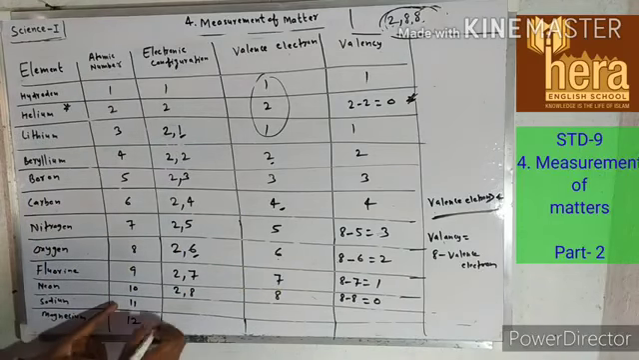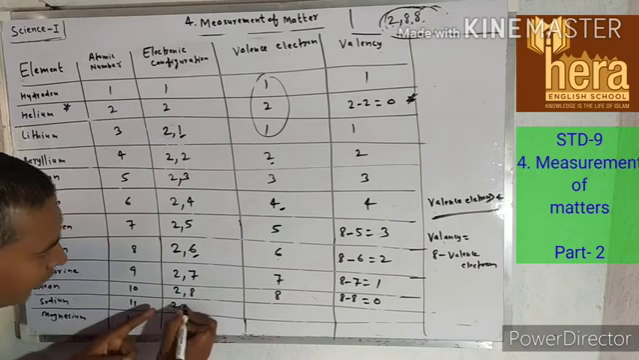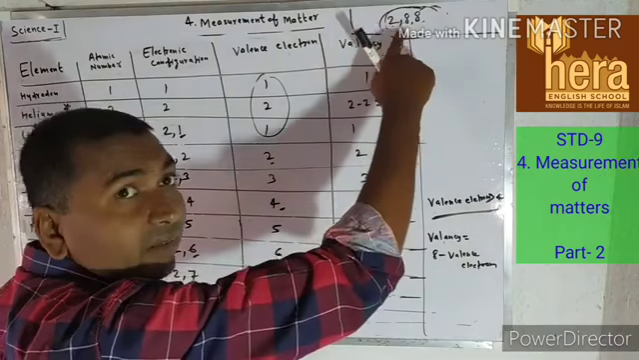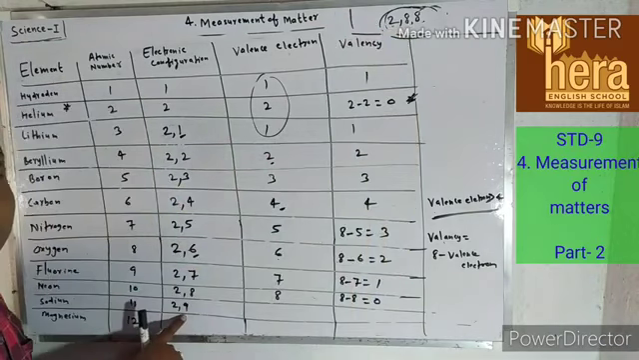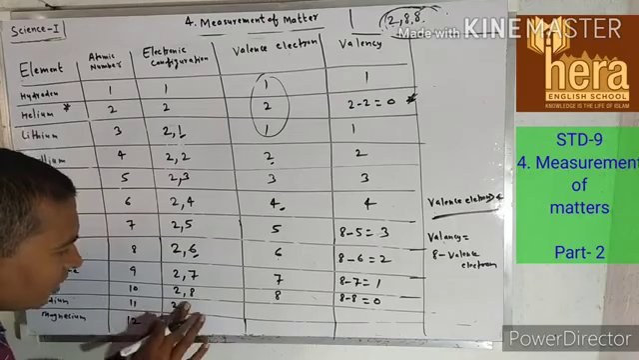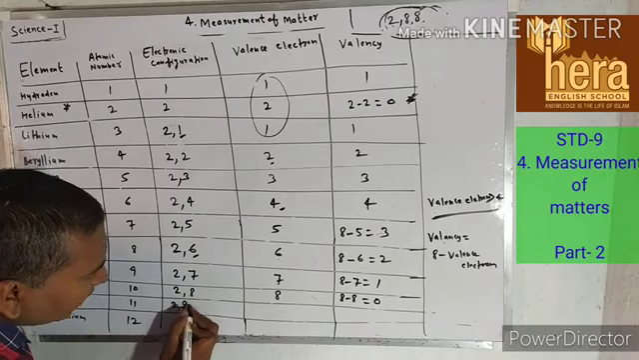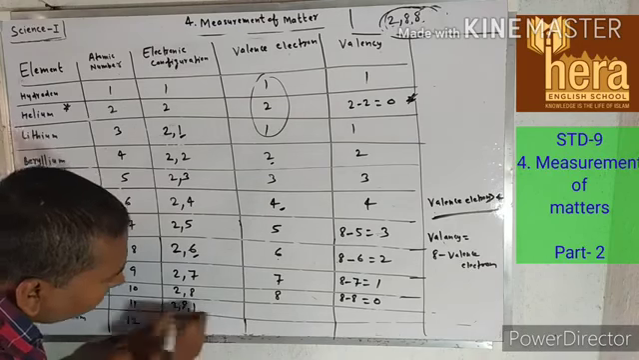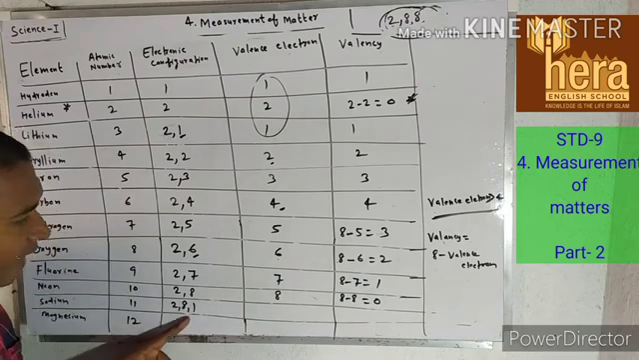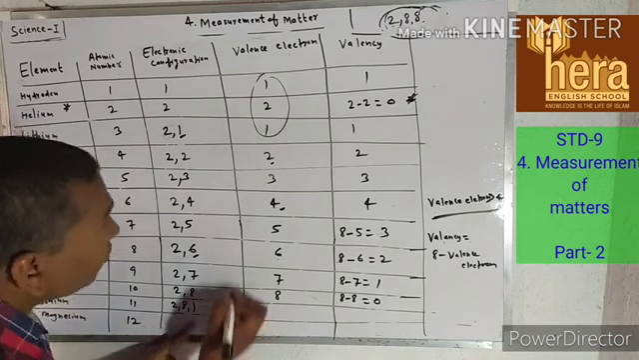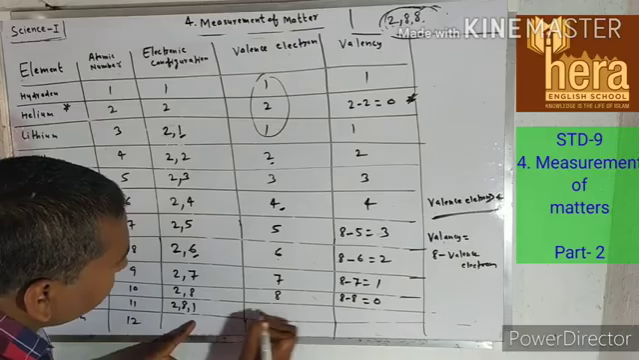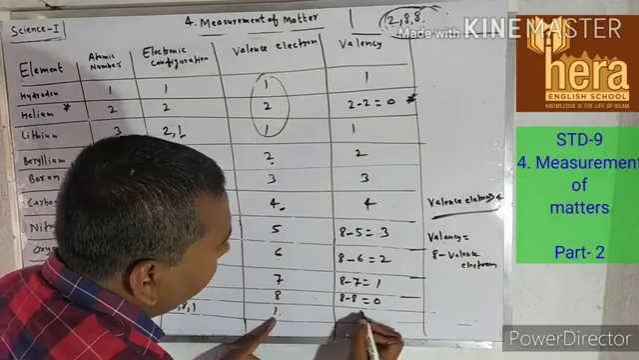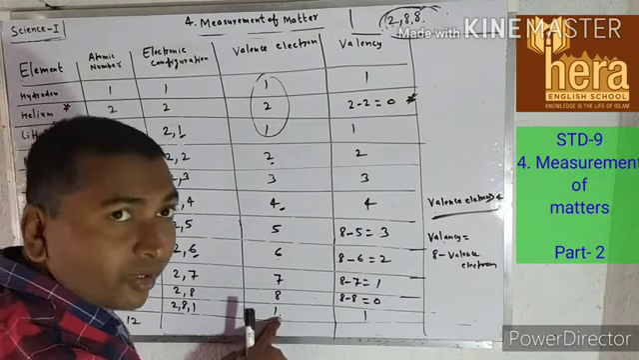Sodium, 2 in the first orbit. Don't write 9, because the capacity of the second orbit is 8. So in the second orbit we can't place 9 electrons. You have to put 8 electrons in the second orbit. 8 plus 2, 1 is still remaining. So 1 electron will go in the next orbit. So 2, 8, 1. The valence electron is 1, and valency will be 1 because this is not greater than 4.